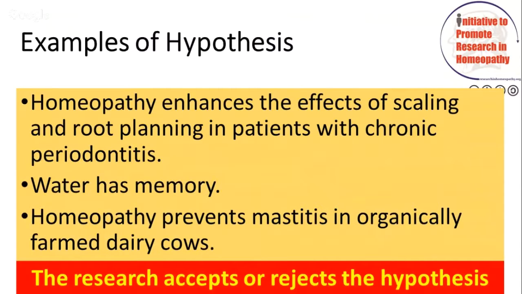Now, the researcher accepts or rejects the hypothesis. Many times you must have seen we have a null hypothesis and an alternate hypothesis. Now, the null hypothesis says that homeopathy is not effective. The alternate says it is effective. So the researcher rejects that null hypothesis, which means rejecting the statement that homeopathy doesn't work. We have to design the study in such a way that it accepts or rejects.